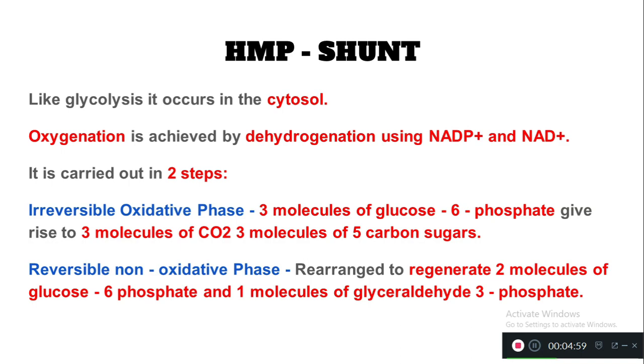So in the reversible non-oxidative phase, there is rearrangement to regenerate two molecules. That is, within the chemical structure, the elements move, that is rearrangement to regenerate two molecules of glucose 6 phosphate and one molecule of glyceraldehyde 3 phosphate. So this is what is happening in the non-oxidative phase.